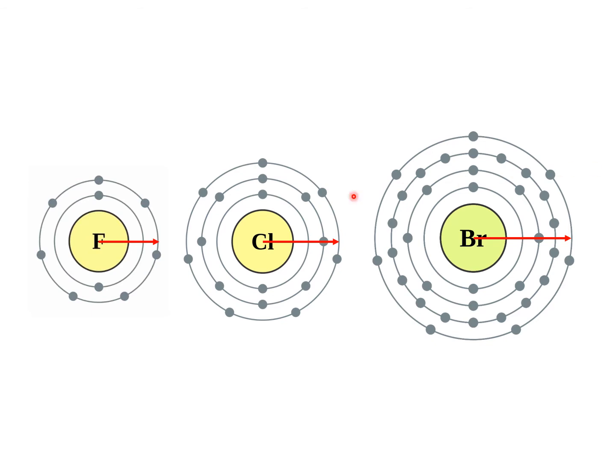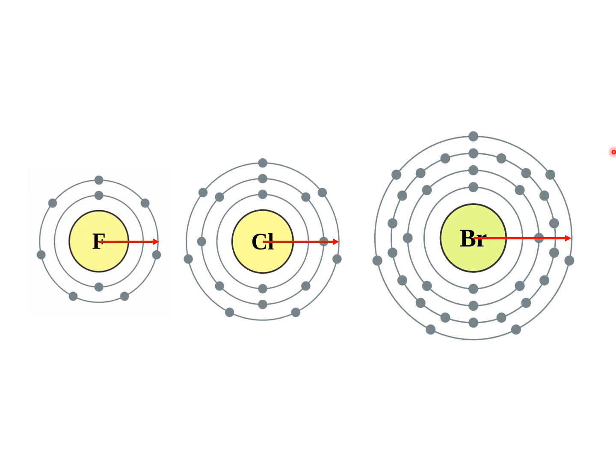So just like with the alkali metals, as you go down the group, the atoms get larger, and so the distance between the nucleus and the outer shell electrons increases. And again, like with the alkali metals, that electrostatic attraction between the nucleus and the outer shell electrons becomes weaker.